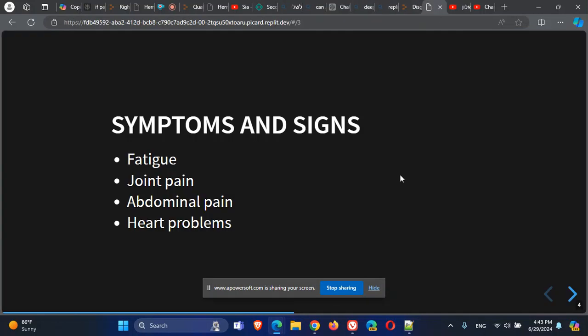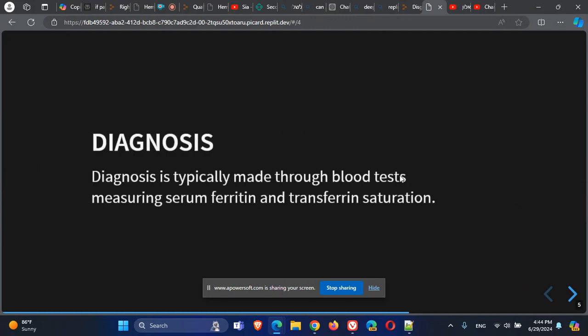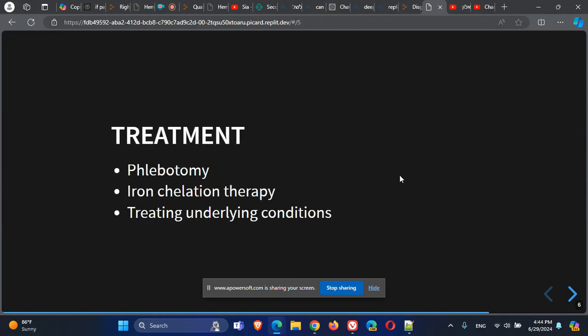Okay, so symptoms can be fatigue. This can be the first symptom, and it can be very mild, so you may not even notice it. Joint pain because of the iron in the joints, abdominal pain, and heart problems. We are usually not using phlebotomy. We're using iron chelation treatment, and of course treating the underlying condition. But phlebotomy, remember, is usually not used because they have anemia, and we don't want to worsen that.